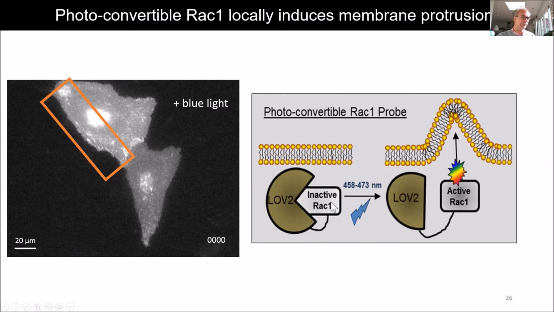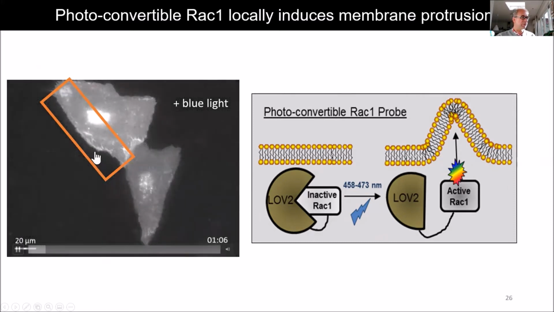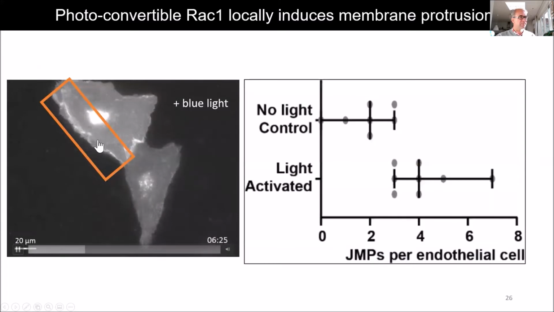So we did exactly that. We transfected these constructs in the endothelial cells, as you can see here, and then illuminate a specific region of the cell with the proper wavelength. And indeed, you could see that it induces the membrane protrusions in these areas. And now we allow leukocytes to cross these endothelial cells that were illuminated with the proper wavelengths.